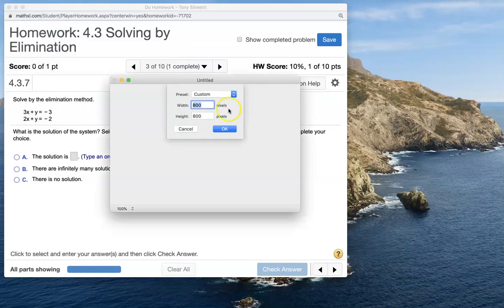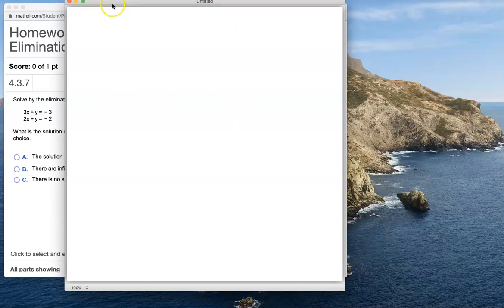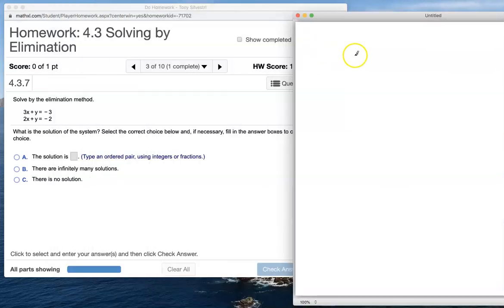File, new. Okay, write these equations. 3x plus y equals negative 3. And write this down. Well, as it stands now, adding the equations isn't going to help you at all. But what you've got to do is say, well, the simplest variable to eliminate is this y, because it would be really nice to have a negative y on the bottom. Here's how you get a negative y on the bottom.